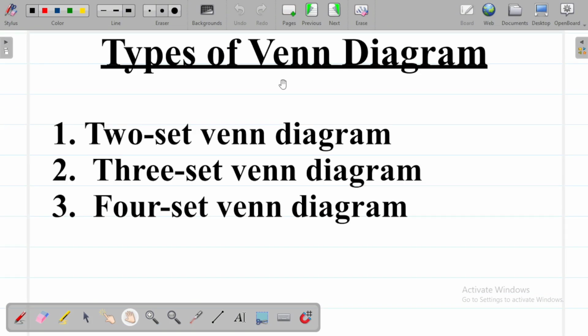All right, let's consider the types of Venn diagram. The first one here is the two-set Venn diagram. A two-set Venn diagram has to do with only 2 circles. And then we have the three-set Venn diagram, which has to do with 3 circles. And then the 4-set Venn diagram, which has to do with 4 circles. So let's take an example on the 2-set Venn diagram.